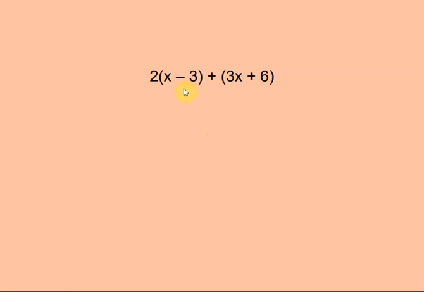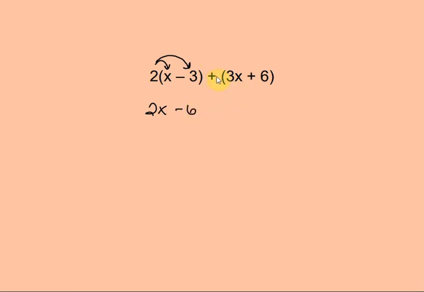This first group has a 2 that's touching the parentheses, which means we need to distribute that 2 into the parentheses in order to get rid of the parentheses. When we distribute, the operation that we use is multiplication. So the 2 will get multiplied times the x. That leaves us with 2x. And then 2 times negative 3 would be a negative 6.